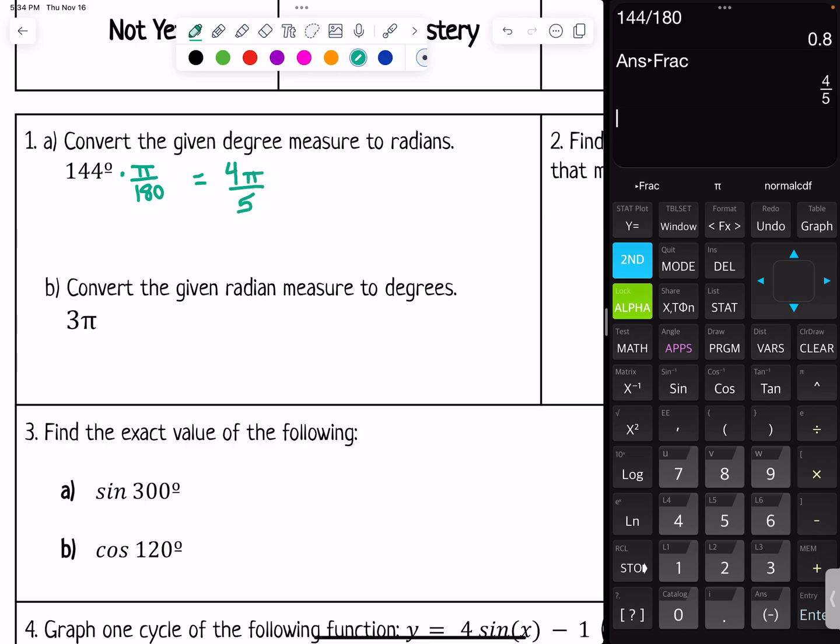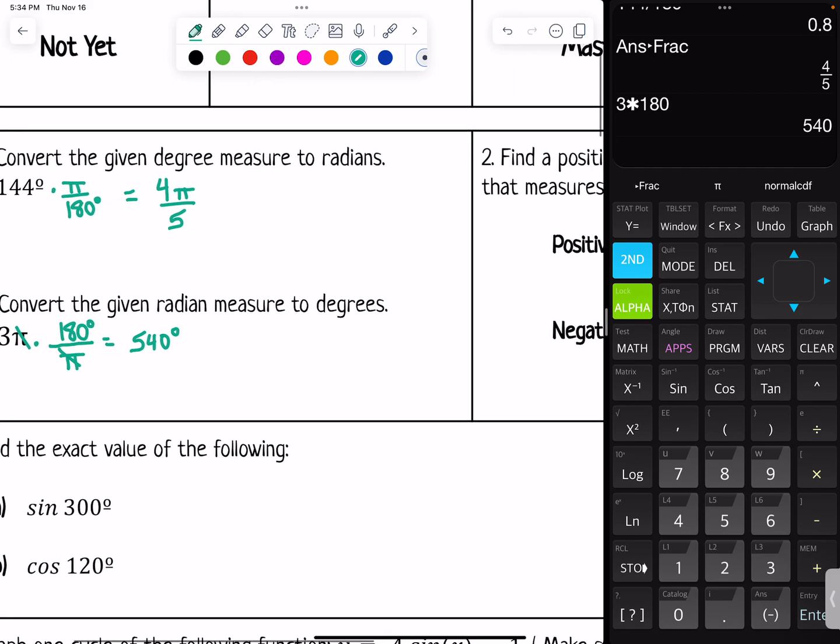Then to convert the given radian measure to degrees, we just need to do the opposite. So I always think I want to get rid of that pi that's there. So put that at the bottom and then put 180 at the top this time. So the exact opposite of what we did in part A. Then the pi will cancel out and we just have 3 times 180 left over, which gives us 540 degrees. All right, so that's it for converting on number 1. Let's look at number 2.